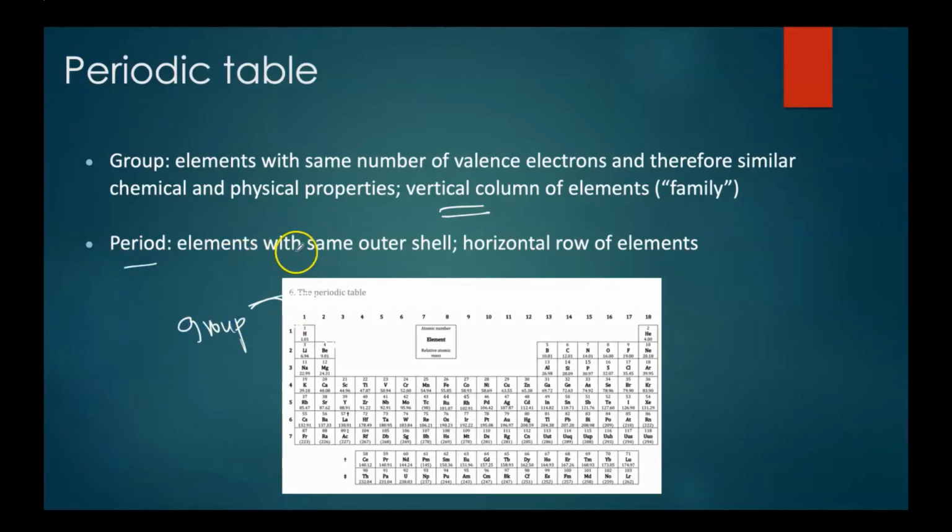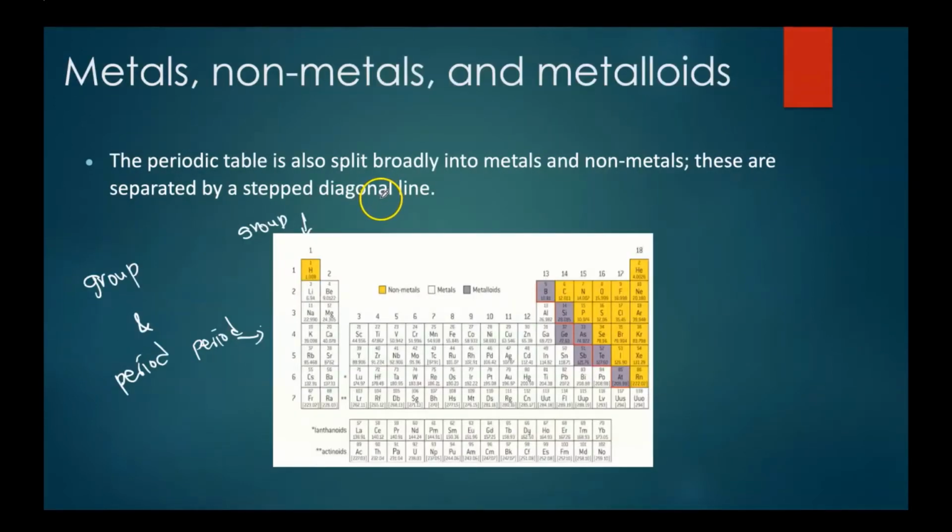And period means elements with the same outer shell, meaning the same energy level, the last energy level. So we now know what is meant by group and period, right? But then we also need to know how to separate the elements within the periodic table in terms of metals, non-metals, and metalloids. The ones colored in yellow within this periodic table are non-metals, the elements colored in white are called metals, and the elements colored in purple are called metalloids.